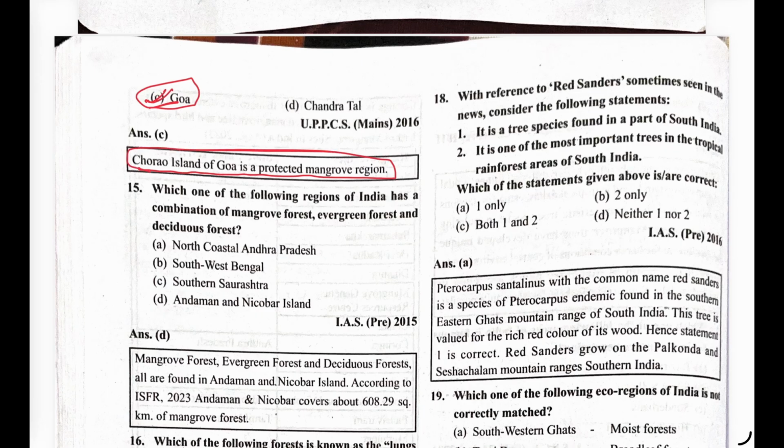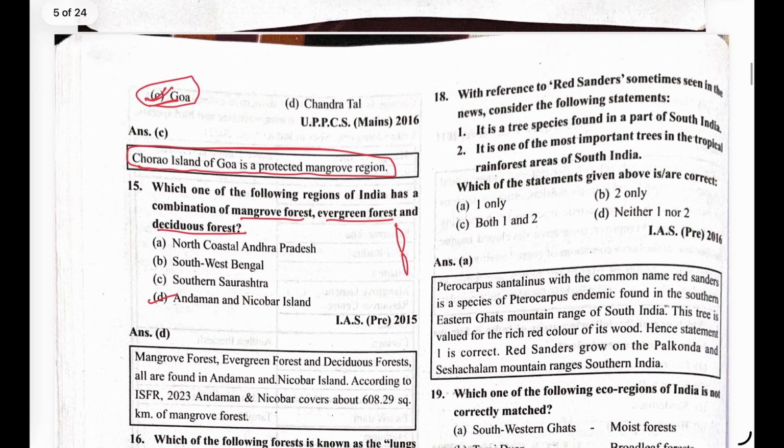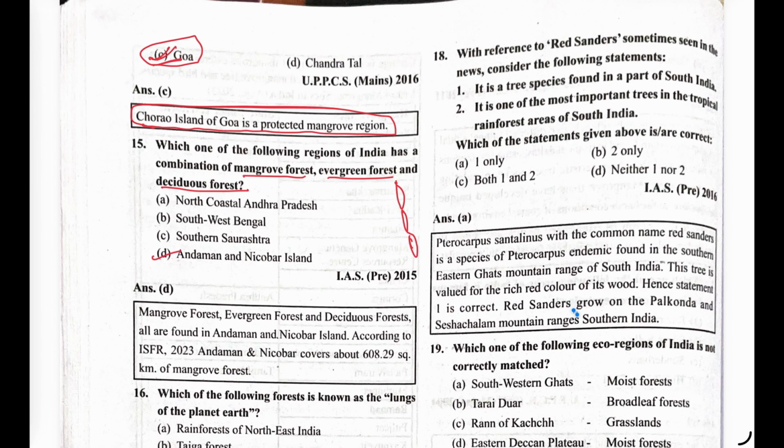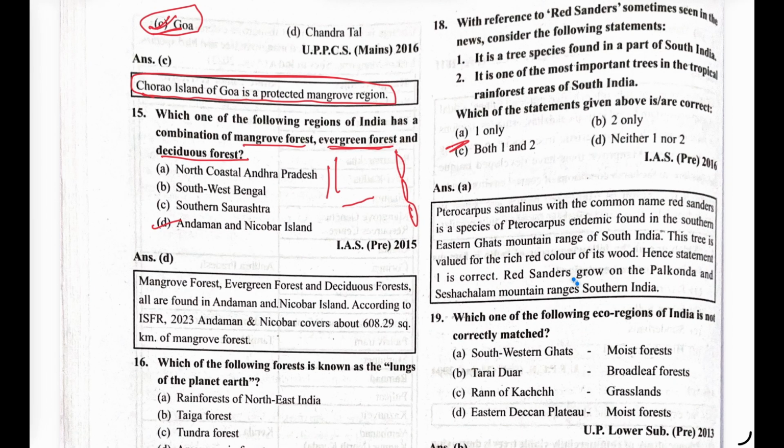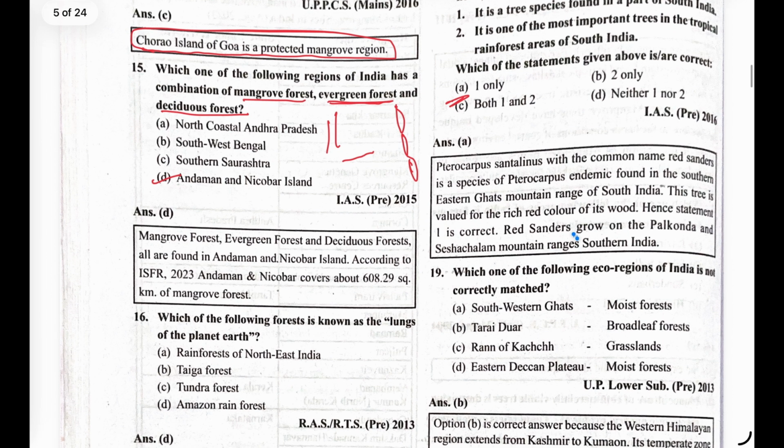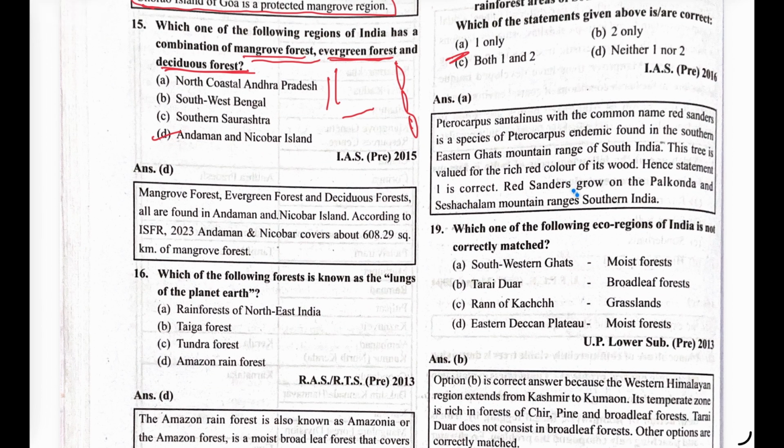Which one of the following regions of India has a combination of mangrove forest, evergreen forest, and deciduous forest? Three types of forest: mangrove forest, evergreen forest, and deciduous forest. That is Andaman and Nicobar. Due to high rainfall, we can see evergreen forest from the shore sides. It is covered with the water. That's why we find mangrove forest and deciduous forest. So in Andaman and Nicobar, we see three types of forest: mangrove forest, evergreen forest, and deciduous forest.